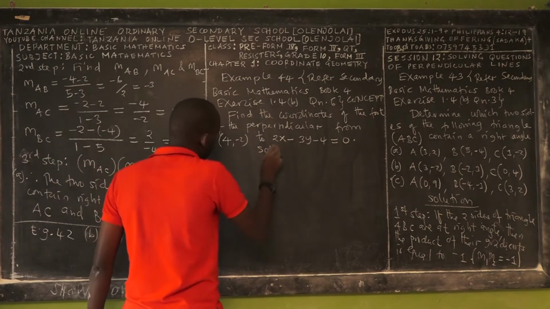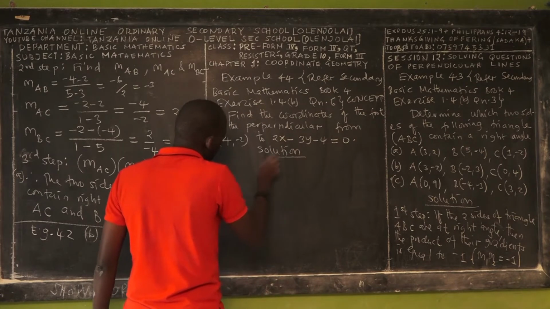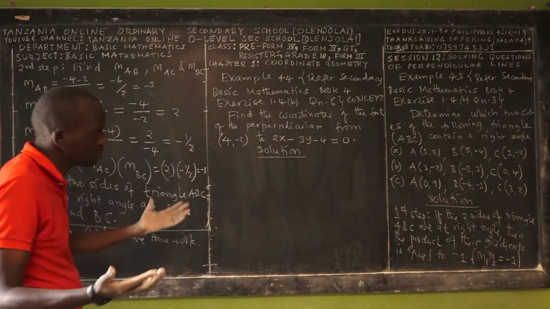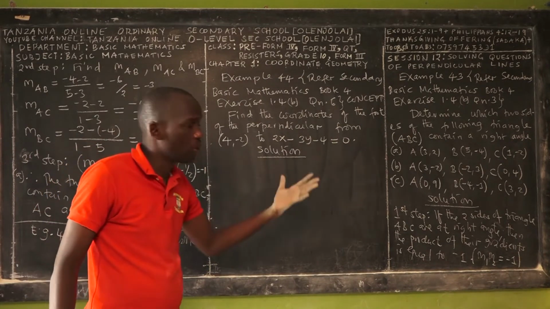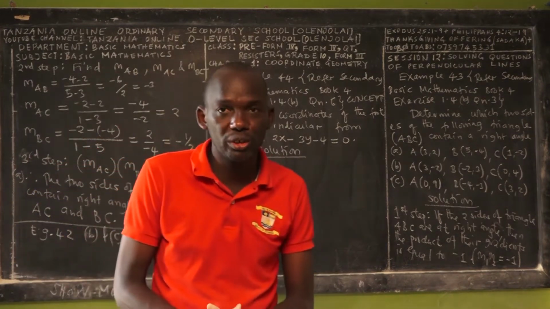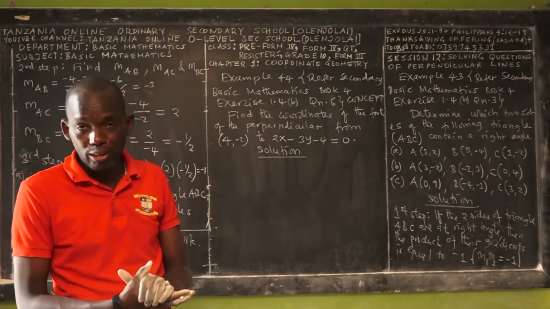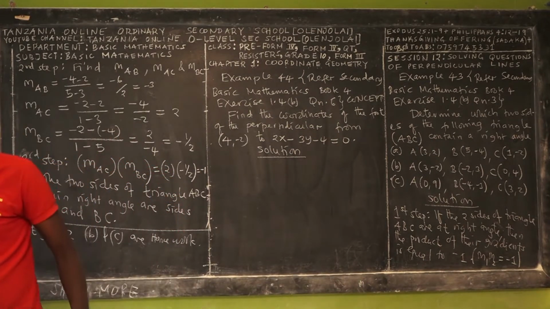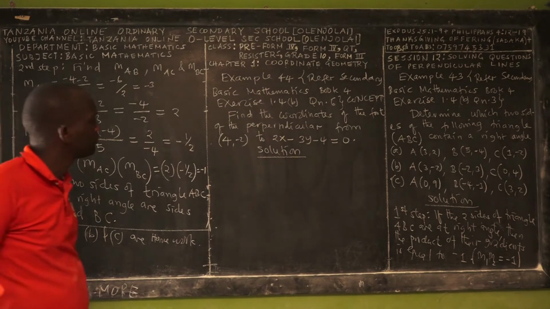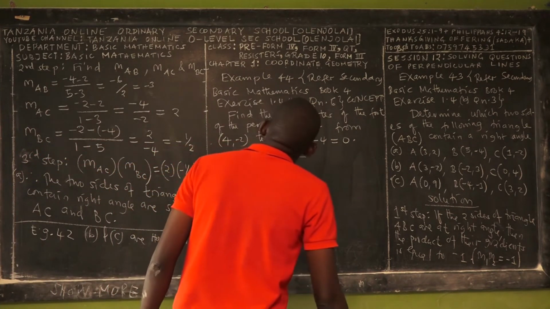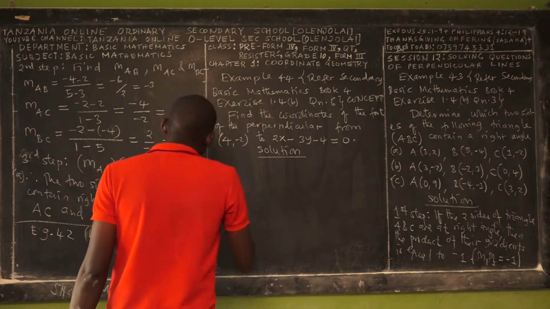So ladies and gentlemen, here is the solution. You can pause the video and try to solve this question, because if you remember in session 11, I showed you the point we call the foot of perpendicular, the point whereby the two perpendicular lines meet together. Okay, so the solution.